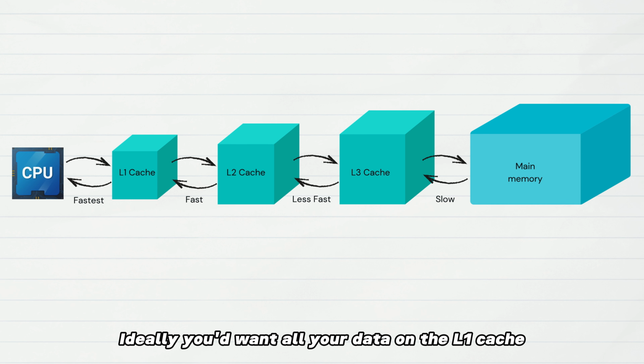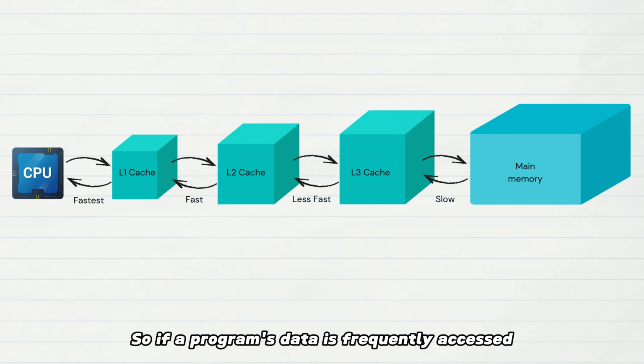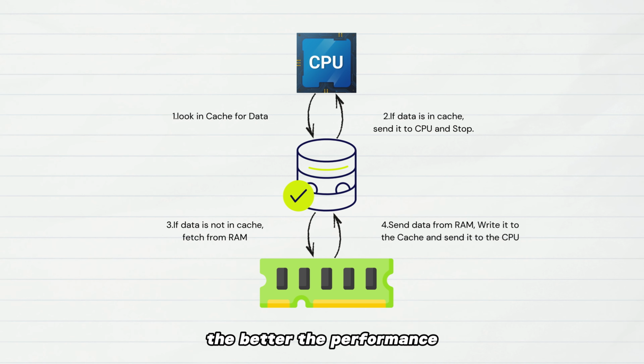Ideally, you'd want all your data on the L1 cache for the fastest access. But the space is limited. So, if a program's data is frequently accessed, the CPU keeps it in the cache. The higher the cache hit rate, the better the performance. When data isn't in the cache, a cache miss, the CPU sits idle, waiting for the data to arrive. Thus, a program's speed also depends heavily on its cache hit rate.